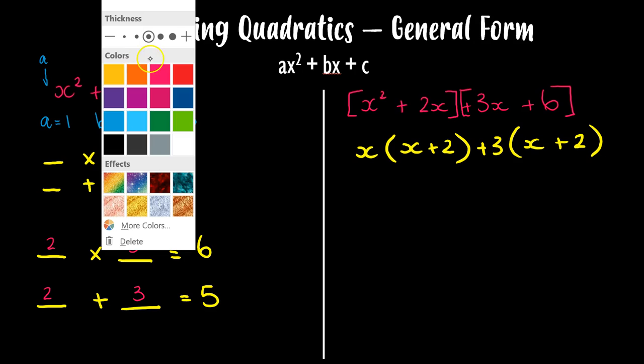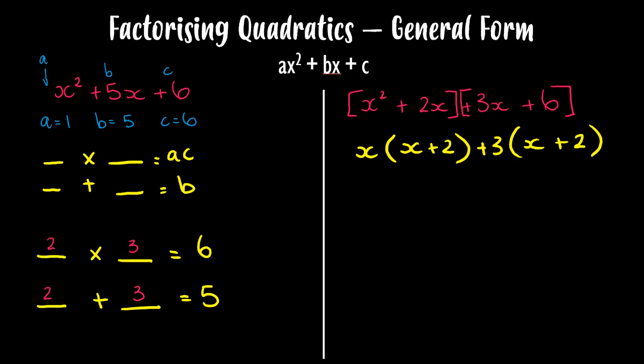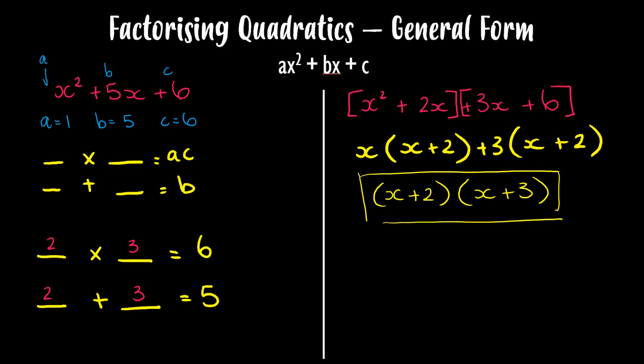All we do now, once again, we can see that we have a common factor. So we can take out the common factor of x plus 2, and we're left with x plus 3, which can also go in our brackets. And there is our factorised answer.